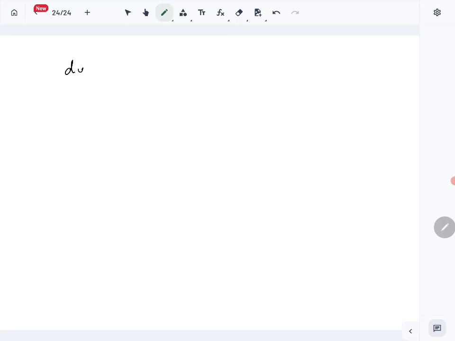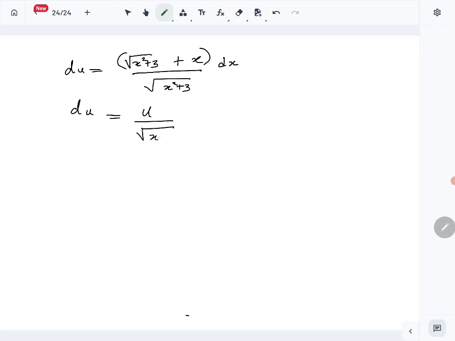So we have du is equal to square root x squared plus 3 plus x over square root x squared plus 3 dx, and we know this numerator part is u, so this is equal to du equals u over square root x squared plus 3 dx, or we have du over u is equal to dx over square root x squared plus 3, right? So now let's apply the substitution.